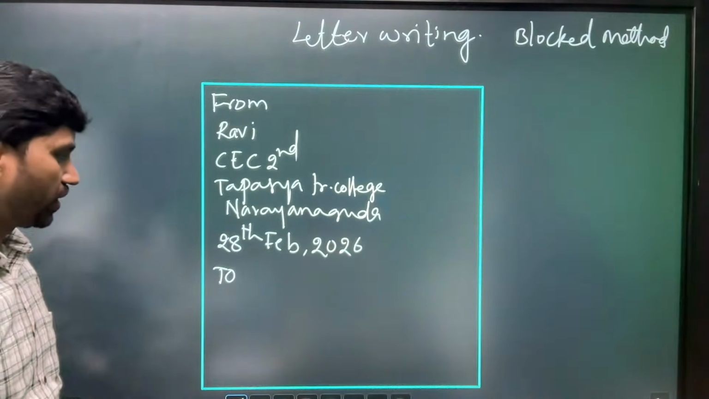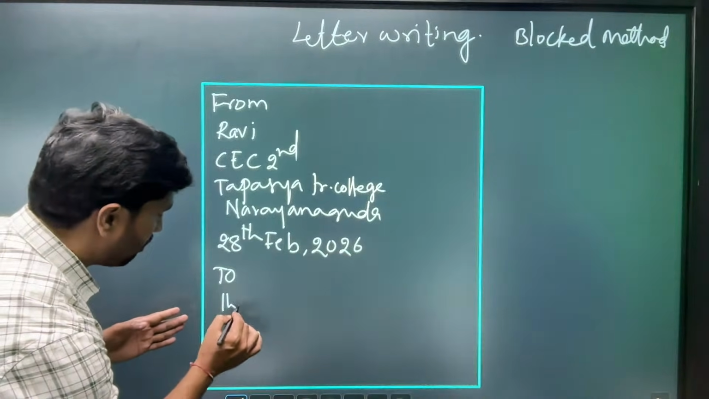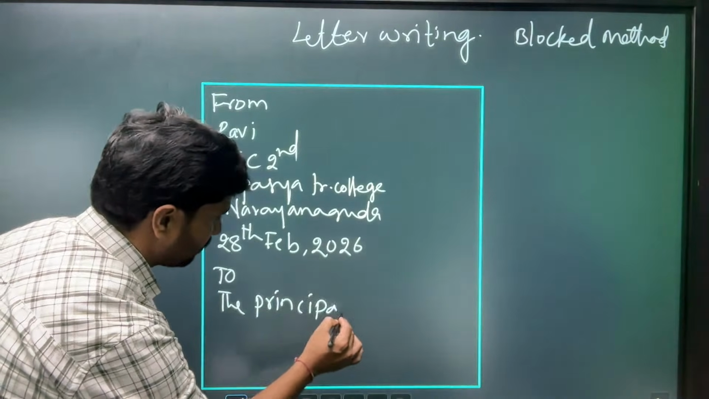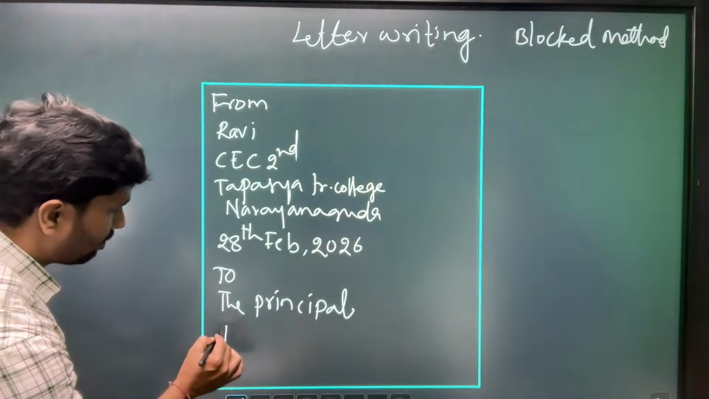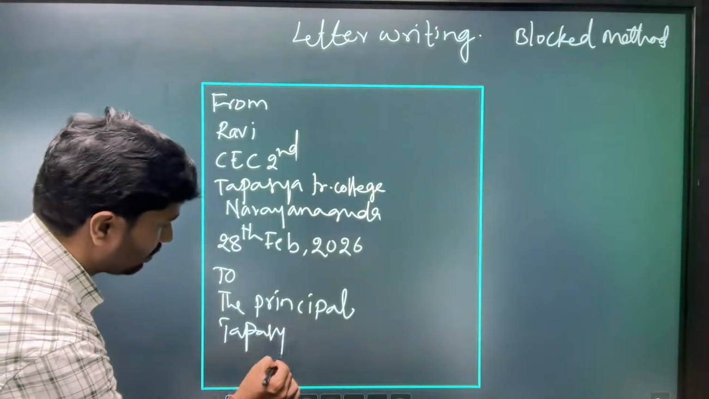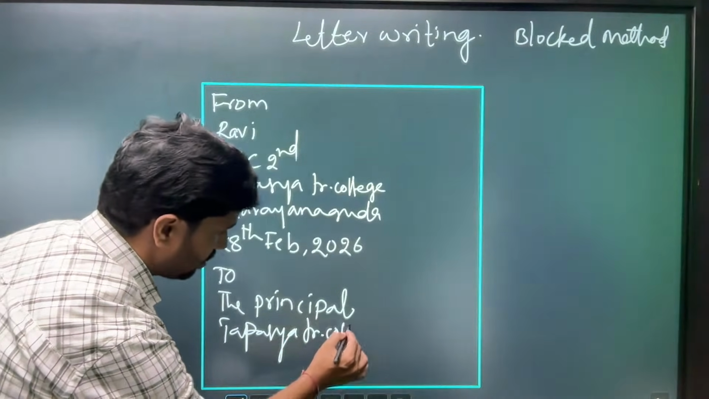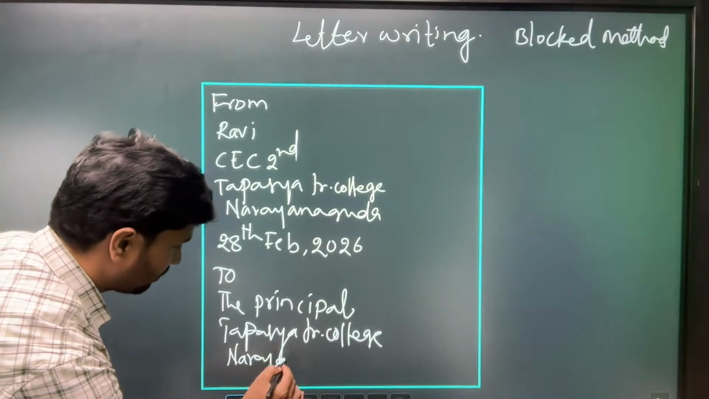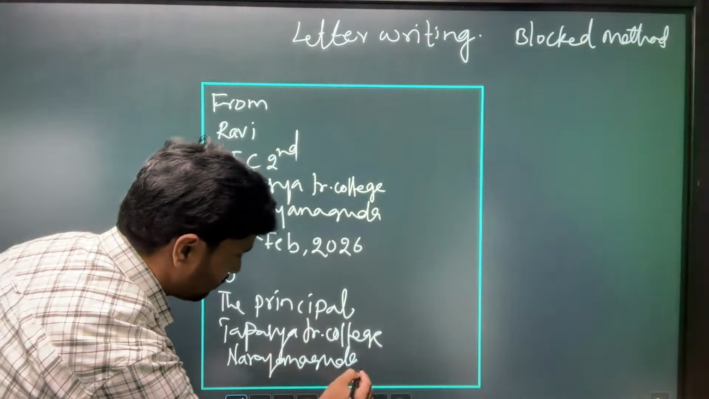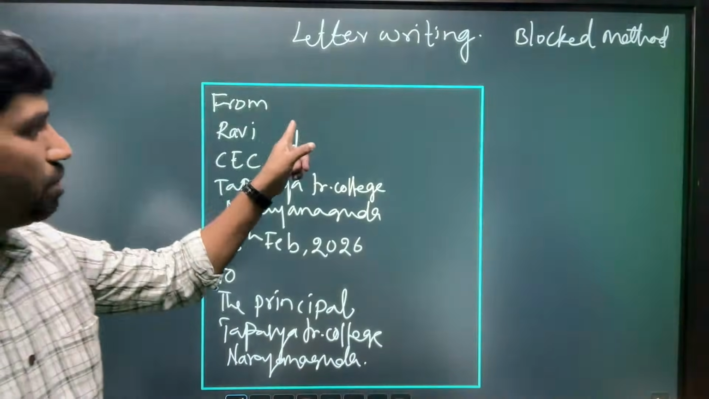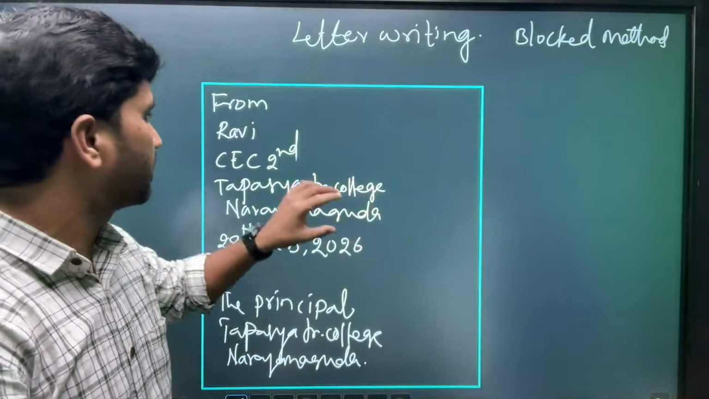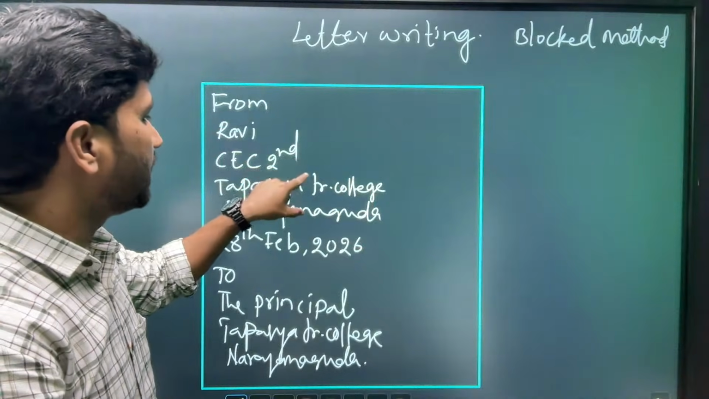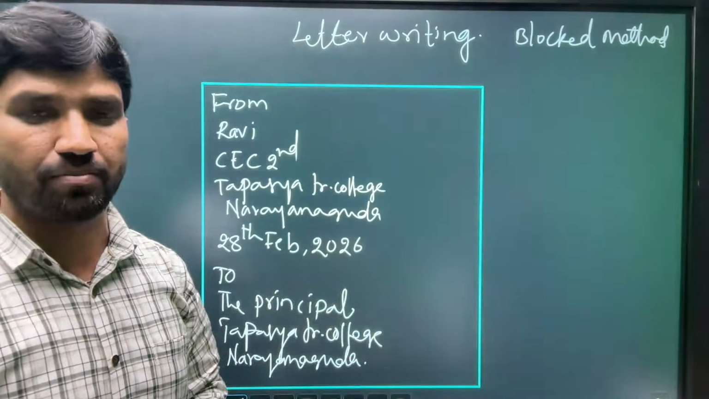To whom are we going to write the letter? To the principal. To the principal of Tapasya Junior College, Narayanaguda or Kachiguda. And don't place any punctuation mark after completing it; after Ravi, we did not make any punctuation mark, see. So don't place any punctuation mark there.